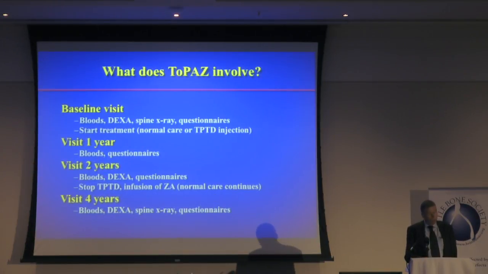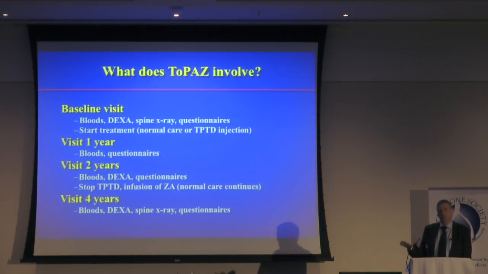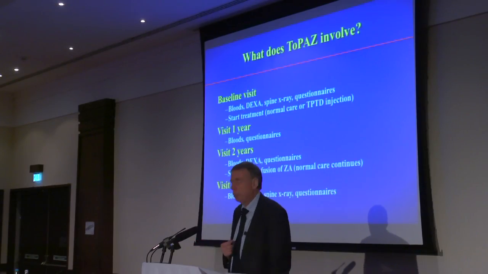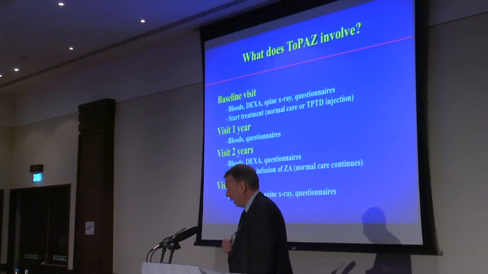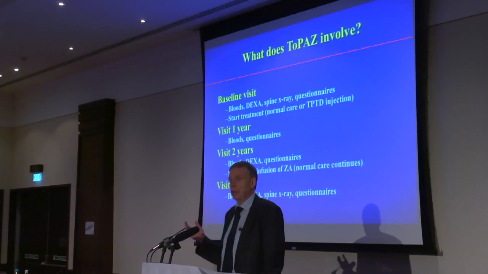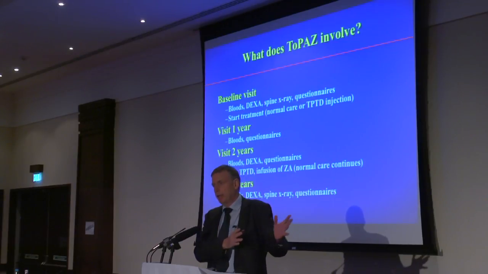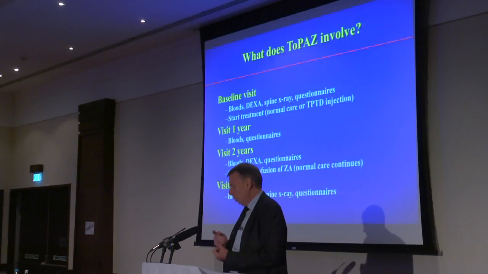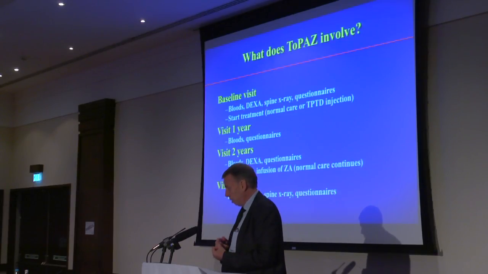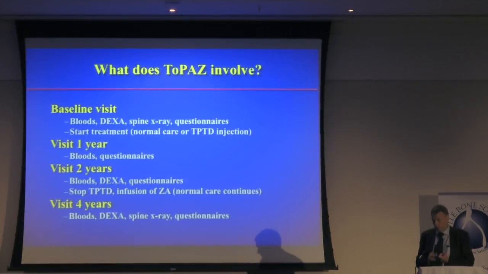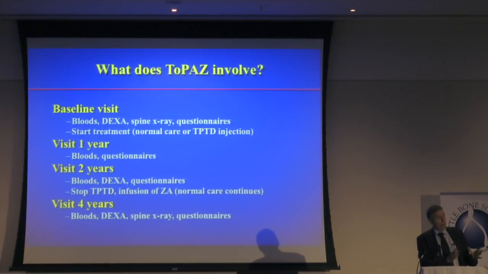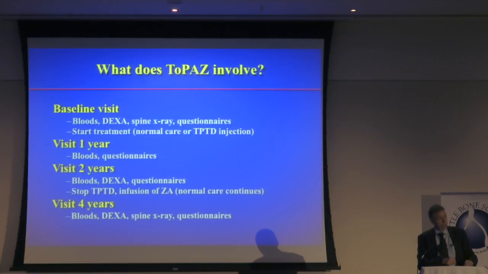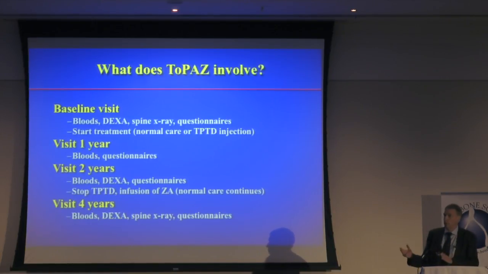What does it involve? Well, if you do decide to take part, you'll have some blood samples, a DEXA, which I guess everyone would be familiar with, an X-ray of the back, complete some questionnaires, and then you start the treatment. So that might be teriparatide and Zol, or it might be just continuing with whatever treatment you're on. We will see you at 1 year, where we'll do some bloods and questionnaires. We'll see you at 2 years, where we'll repeat the DEXA and questionnaires. If you're in the teriparatide group, you'll stop that treatment and have your infusion of Zol. And if you're in the normal care group, you just carry on with whatever you're doing.